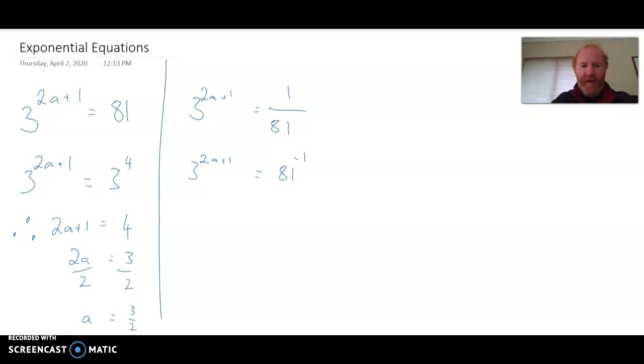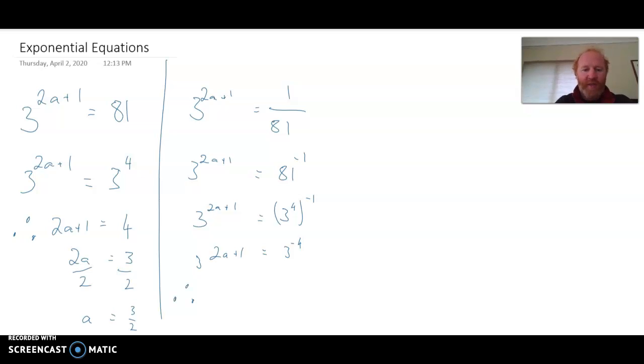And then I'd think about that in terms of indices, knowing that 81 is the same thing as 3 to the power of 4. I could take a little in-between step here of turning the 81 into 3 to the power of 4 and leaving the index on the outside, and then remember my index law that says that that's equal to minus 4. And so now I have 3 to the 2a plus 1 being equal to 3 to the minus 4.